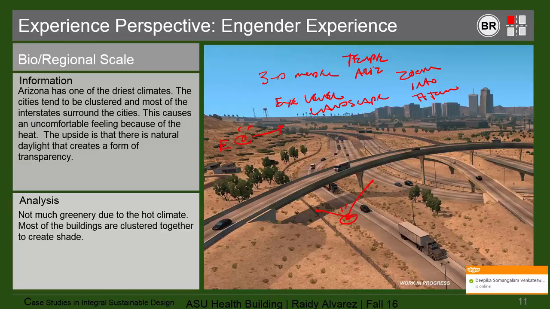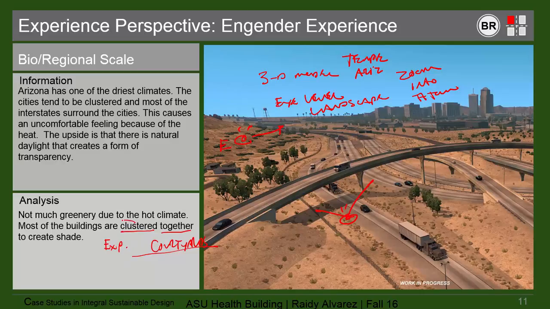So, not much greenery due to the hot climate. Most of the buildings are clustered together to create shade. When you say clustered together, what does that mean from an experience point of view? Are there typically courtyards? And how do those feel? You might have just a prototype here. Remember, you can have multiple slides for some of these too, by the way.